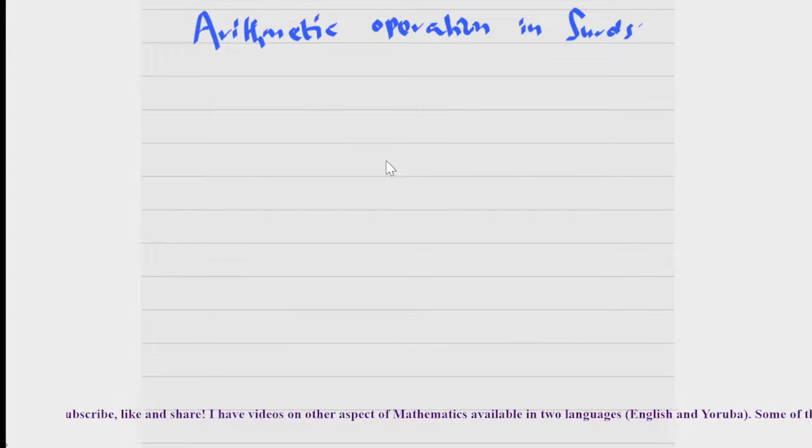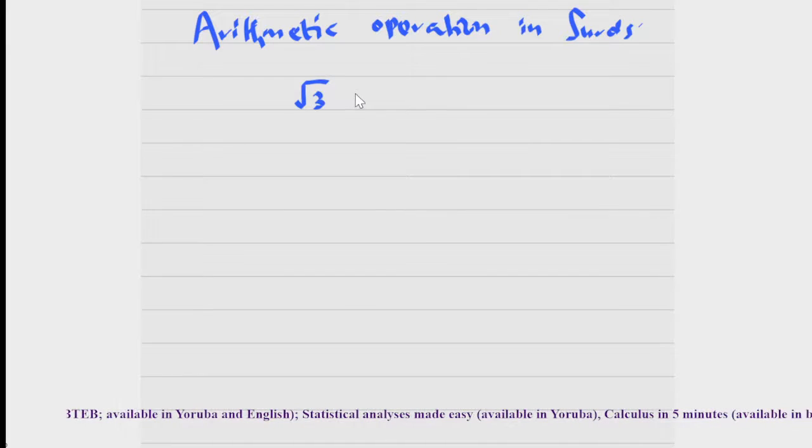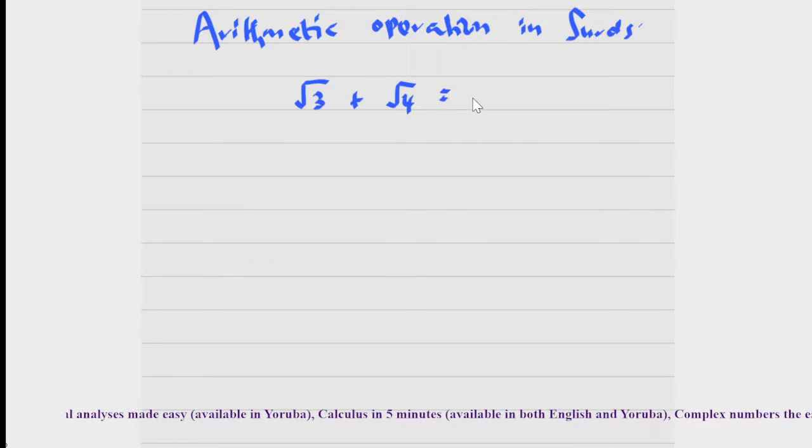In the previous videos, I emphasized that you cannot add surds whose terms are not the same. What I mean by that is that when you have a surd and you check the numbers in the radicals and observe that they are not the same, for example, when you have root 3 plus root 4. I emphasize that root 3 plus root 4 is not the same thing as root 3 plus 4.